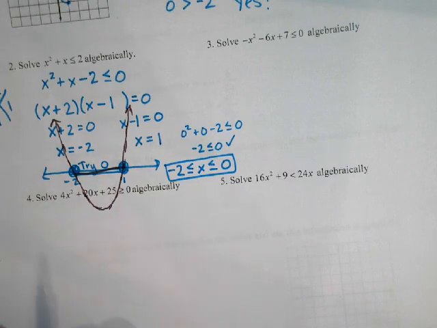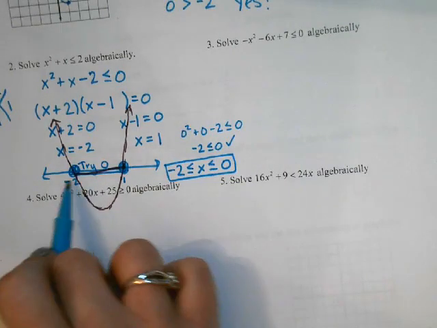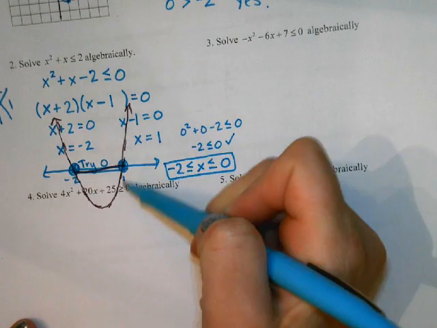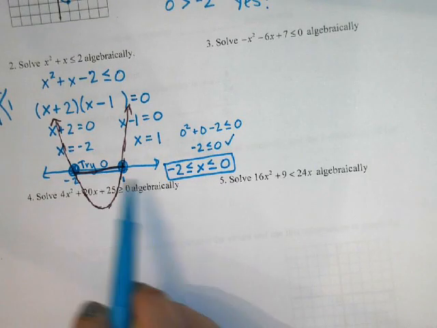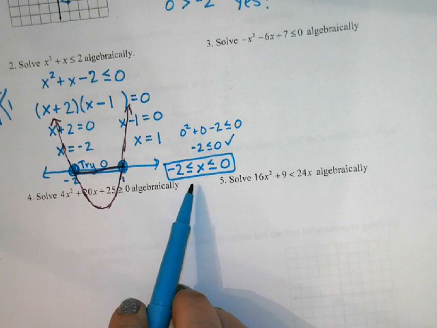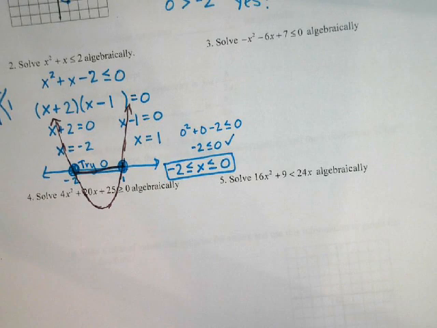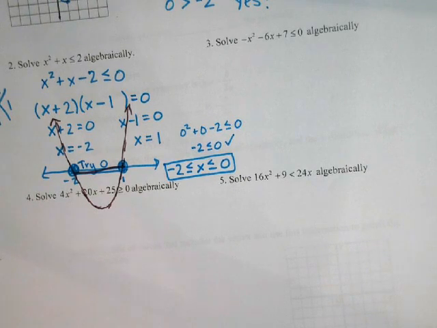Okay, so you're going to factor it, find your 2 points. You don't have to sketch it in necessarily if you don't want to. Try a point in the middle. If it's true, it's an and. If it's not true, then it will be an or. Okay? All right, so let's try 3.